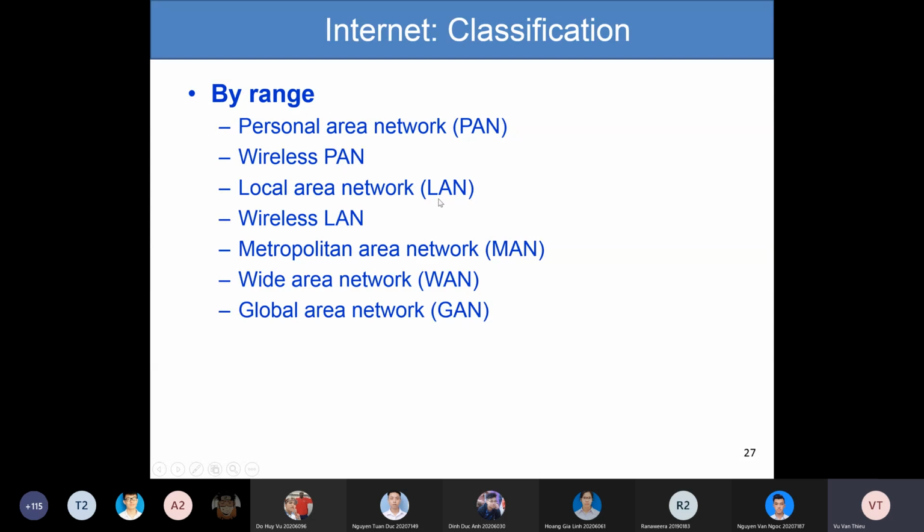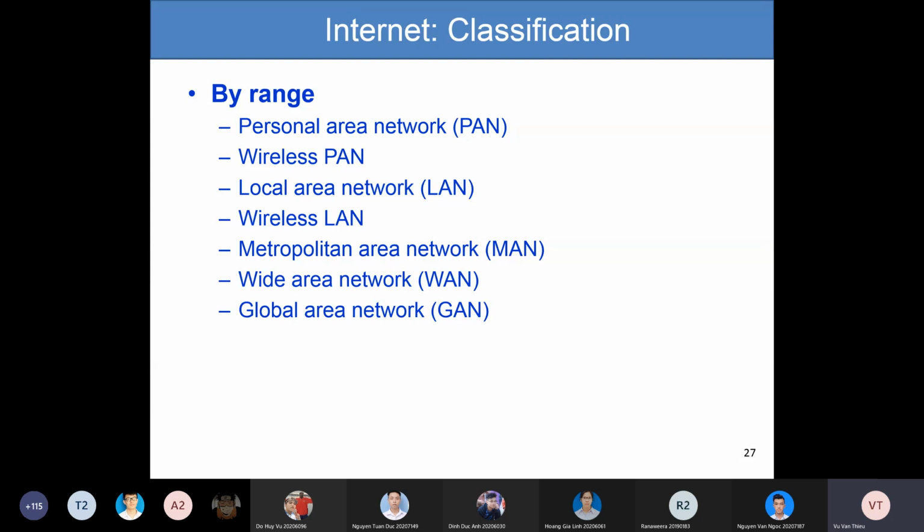So we have, I think, three main kinds. The first one is LAN, short for local area network. The second one is WAN, that is wide area network. And the last one is GAN, that is global area network. Those are the three main kinds of computer network classified by the range of use.